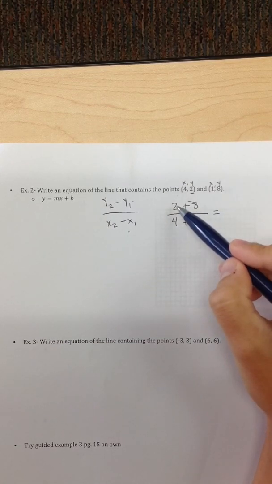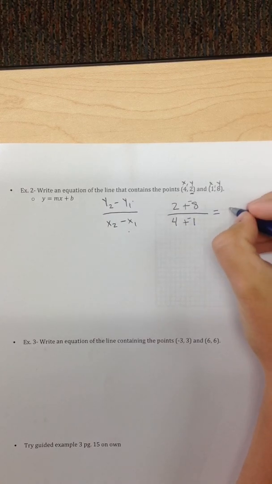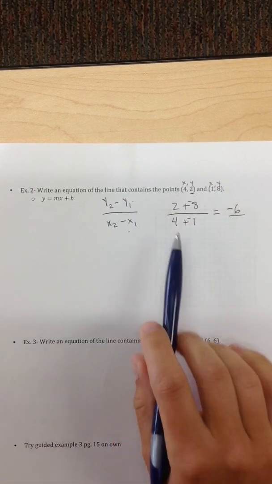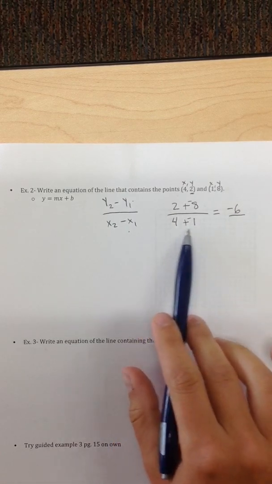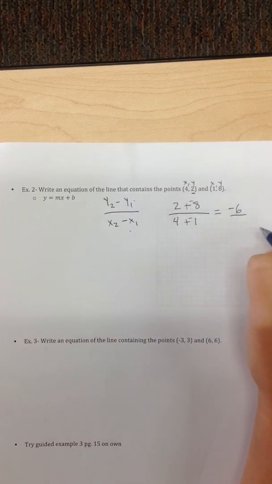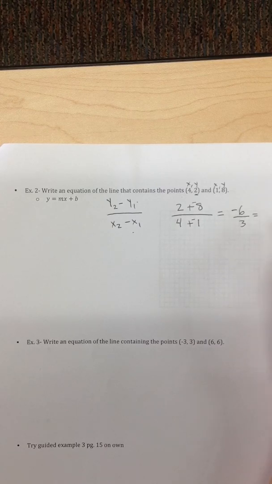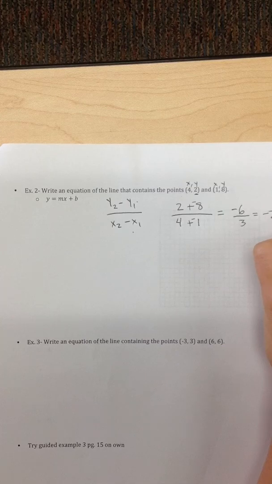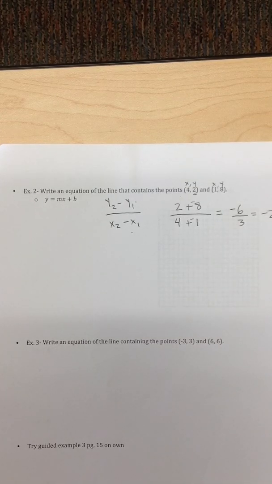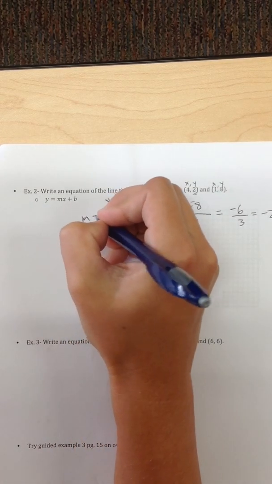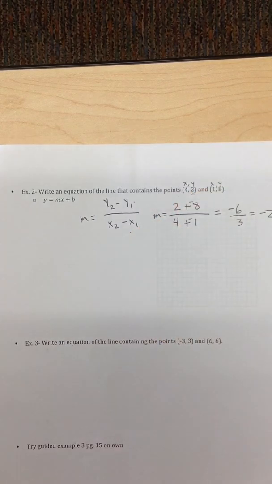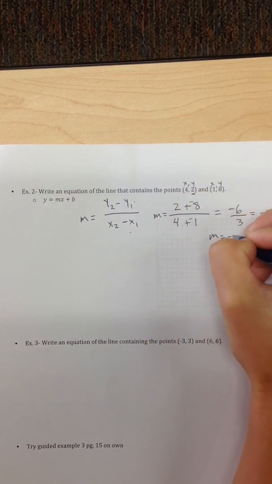So then I do 2 plus a negative 8, which would be negative 6, over, and then here we would do, really I probably shouldn't have switched this one from subtract, 4 minus 1, or 4 plus a negative 1, would be 3. And then if you simplify that down, negative 6 divided by 3 would come out to be negative 2. So your slope in this case, and I should have put an m here, our m, which is slope, comes out to be negative 2.